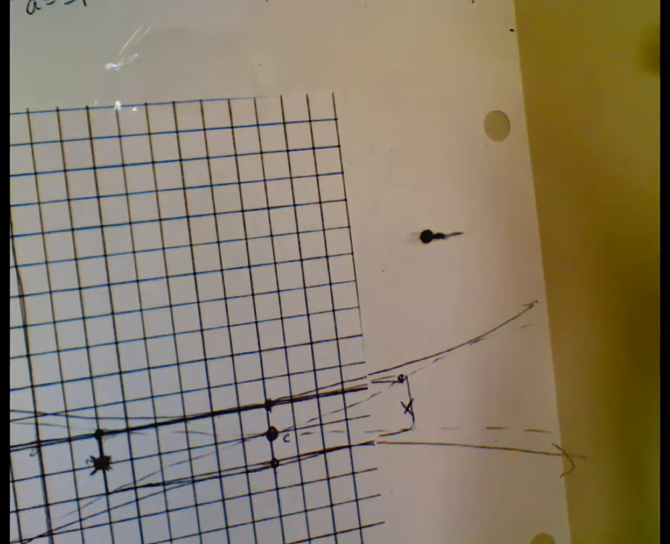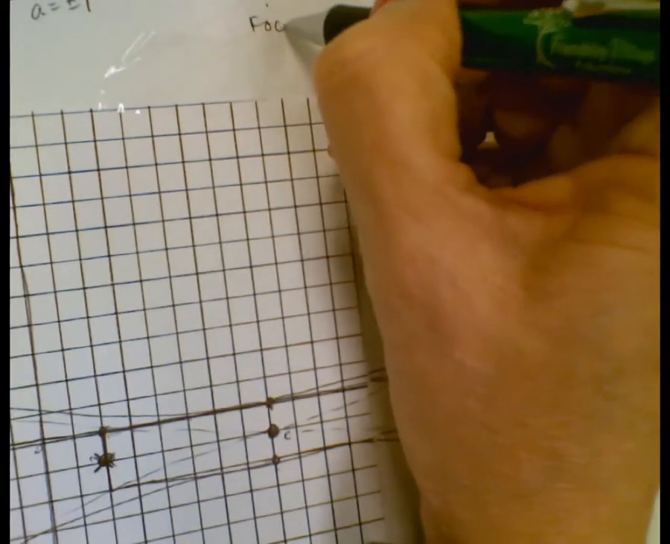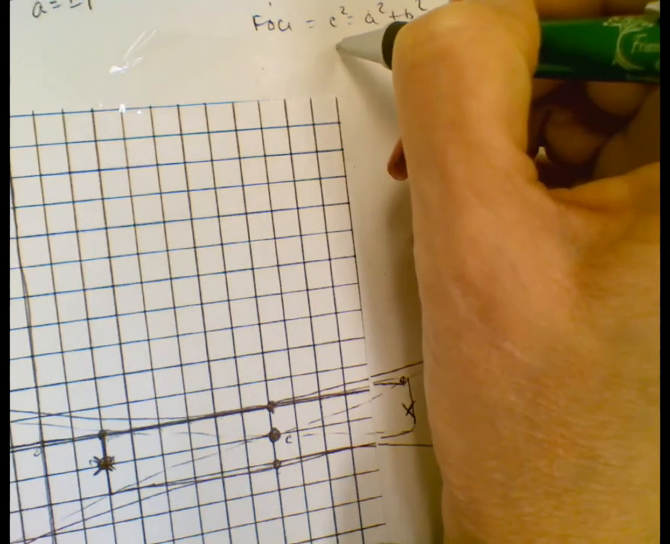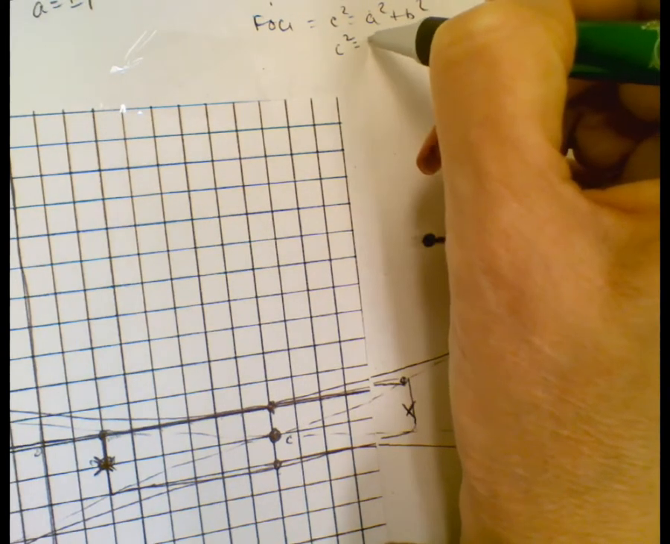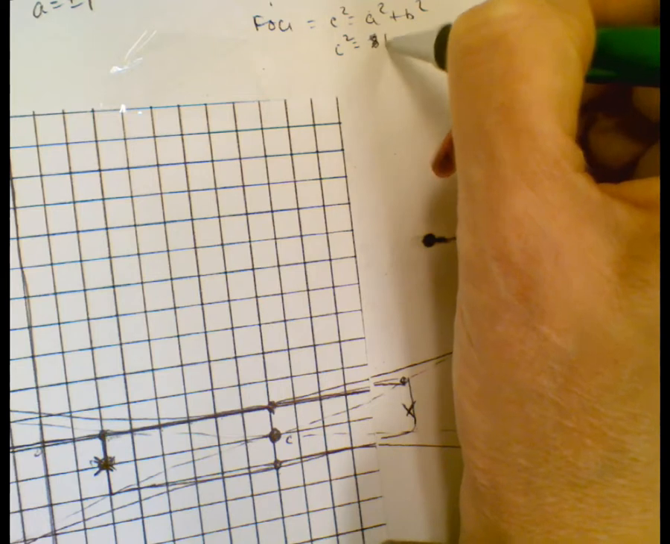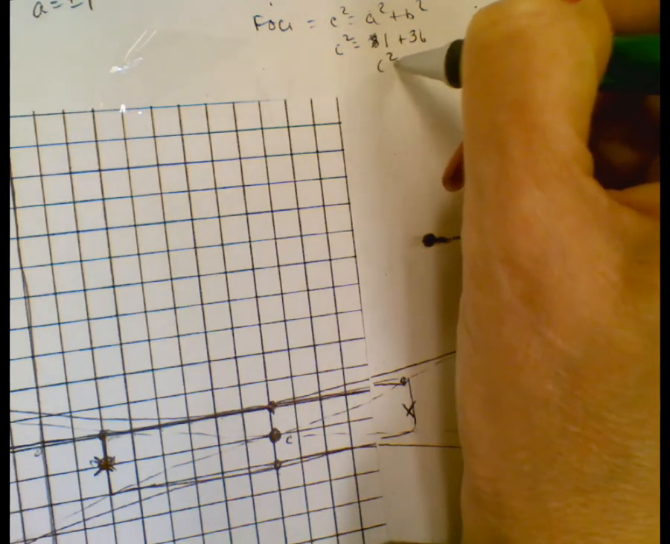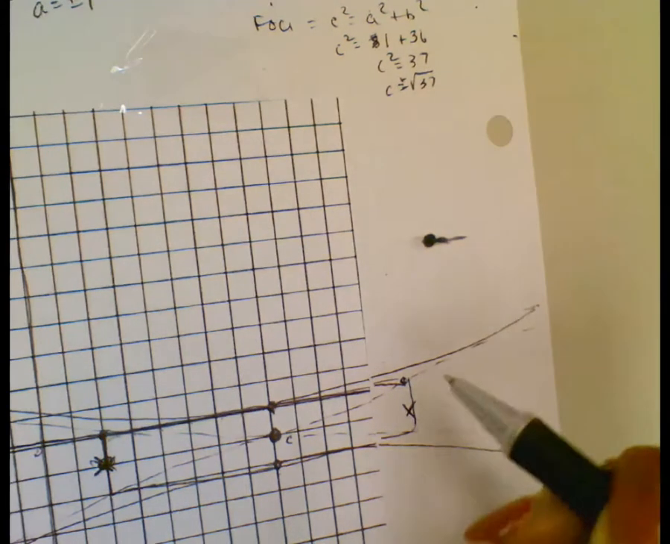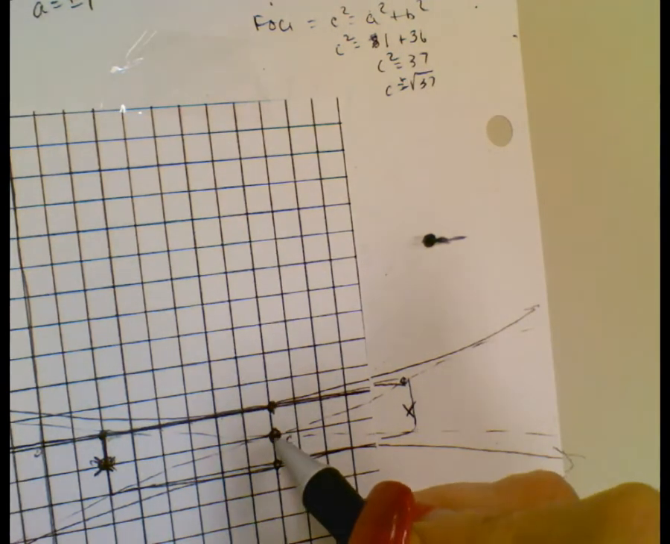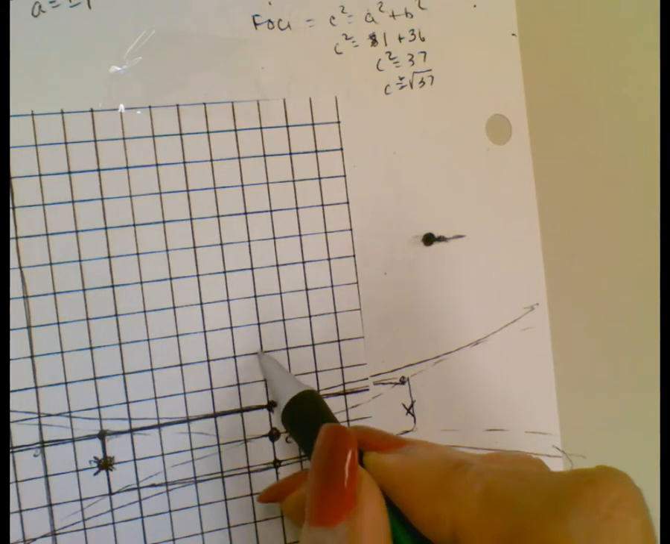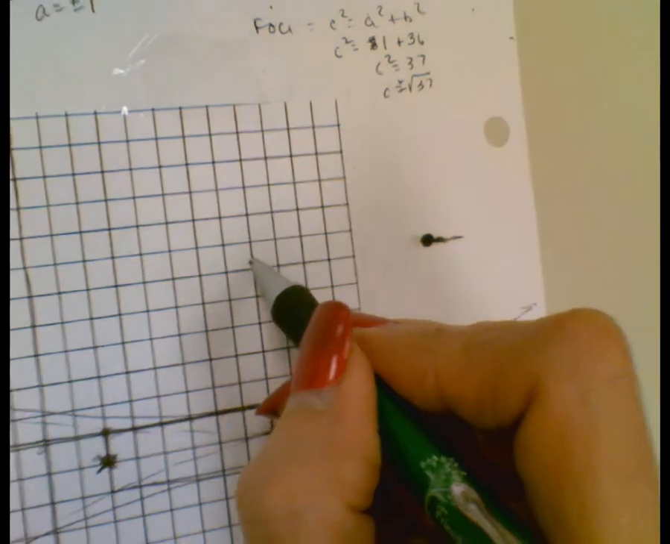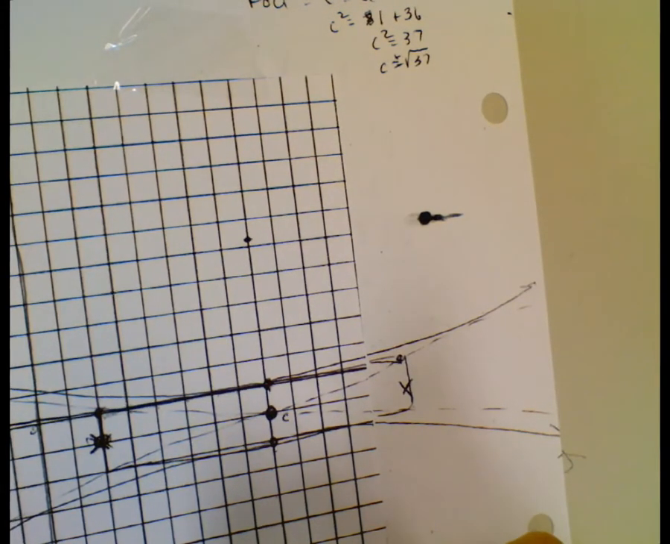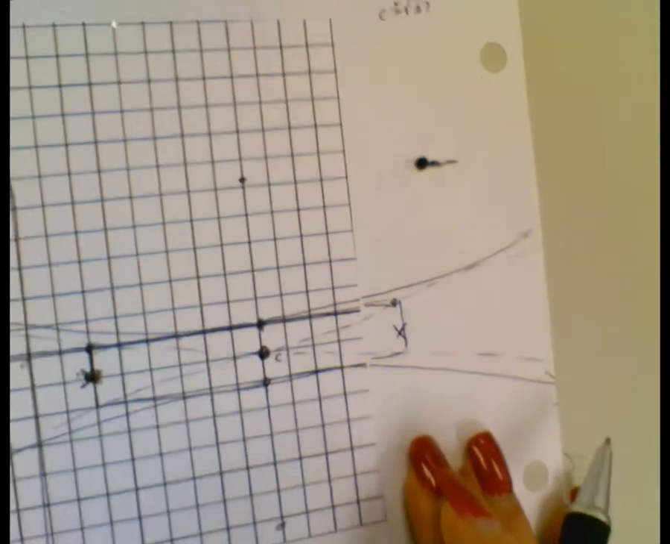Another thing that they want to know is your foci. Your foci formula is pretty much the Pythagorean theorem. So your c squared is a squared plus b squared. Actually, a squared is 1, b squared is 36, so it's 37. So c is about 6.1. It's like that. That's foci 1, and foci 2 is way down here. That's your foci.